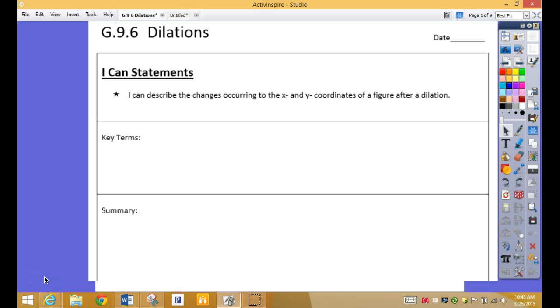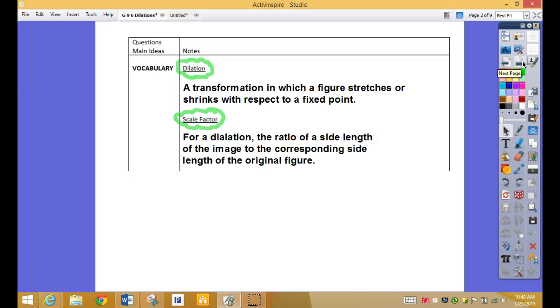G.9.6 Dilations. I can describe the changes occurring to the x and the y-axis of a figure after a dilation. Alright, the two vocab, your dilation and your scale factor. The dilation is a transformation in which a figure stretches or shrinks with respect to a fixed point.